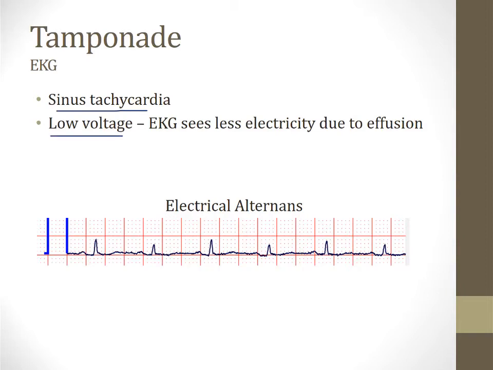The EKG sees less electricity due to the effusion around the heart, and therefore instead of having a big tall QRS complex, you may have a small QRS complex. That's called low voltage. And then finally, some patients have a heart that is swinging inside the pericardial effusion. They will develop an EKG finding called electrical alternans. This is when some QRS complexes are bigger and others are smaller in an alternating pattern. Basically, the heart is swinging inside the effusion with each heartbeat, and that creates electrical alternans.